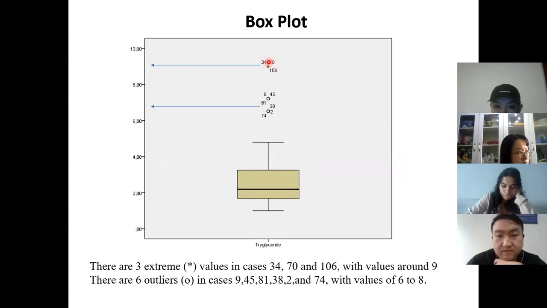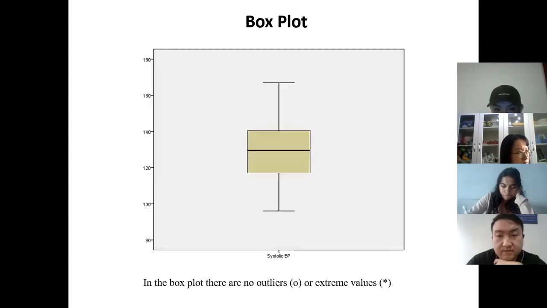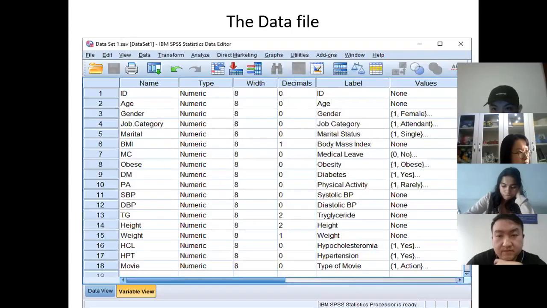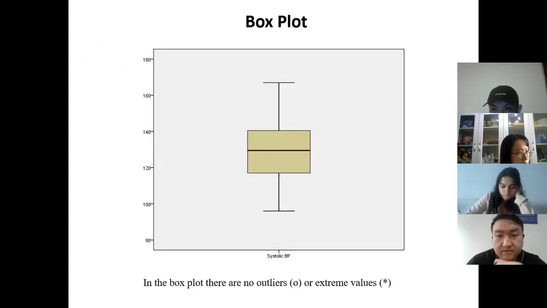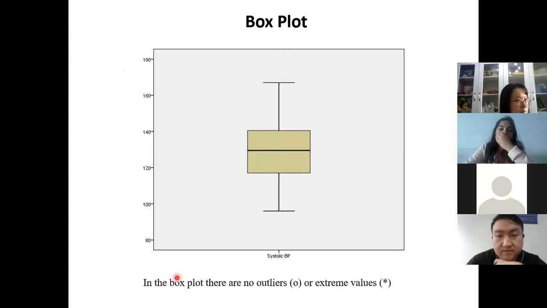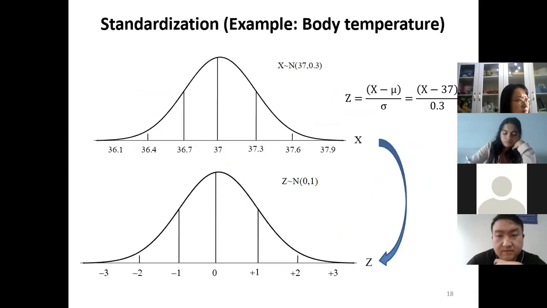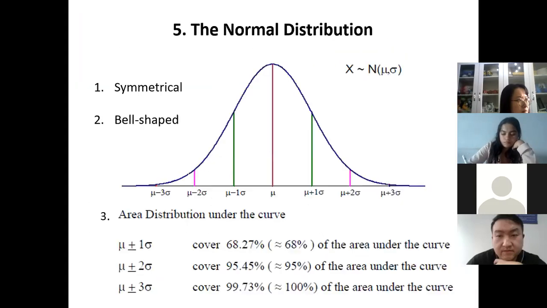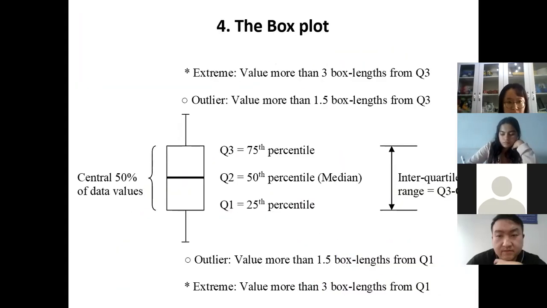These are extreme values. But in our example just now, are there any circles or extreme values? No. So we say in the box plot, there are no outliers or extreme values. Right? So we covered this part. We don't have this. There's no outliers or extreme values.